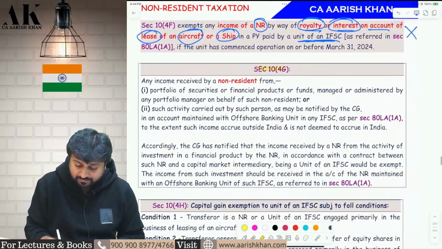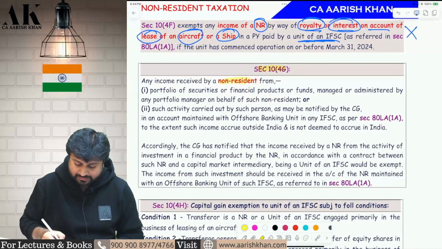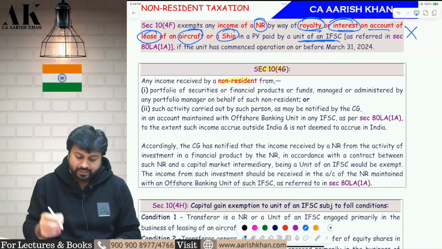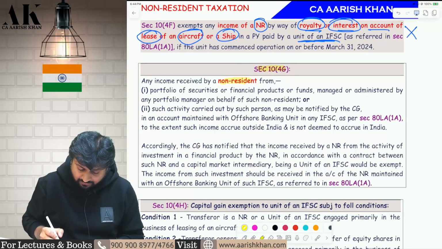Now the third section, 10(4)(g). Again, a non-resident. A non-resident is sitting outside India and he is earning income from where?